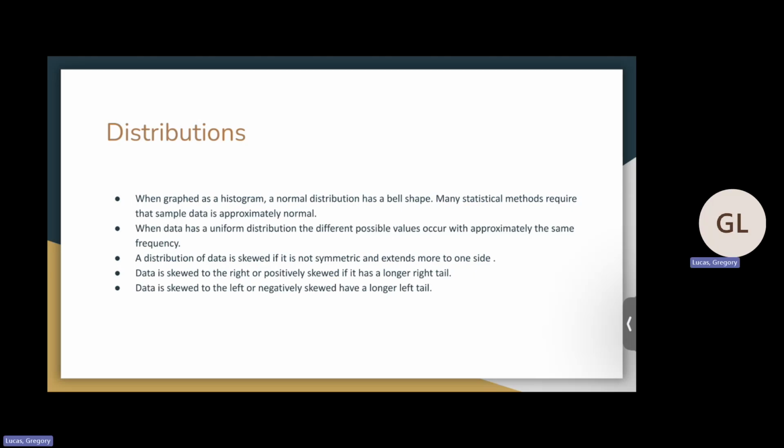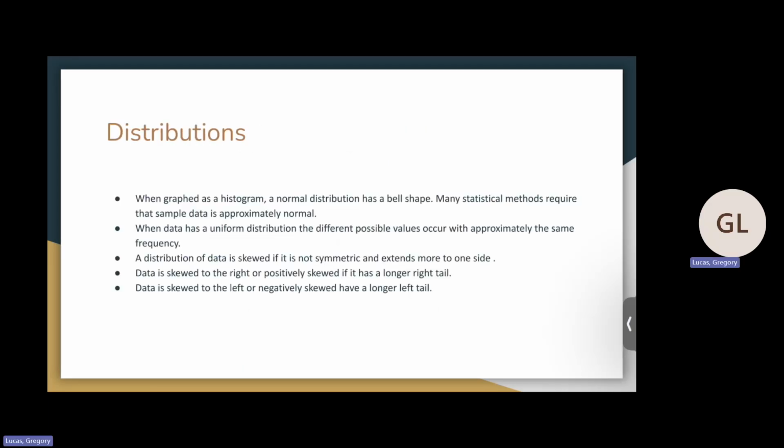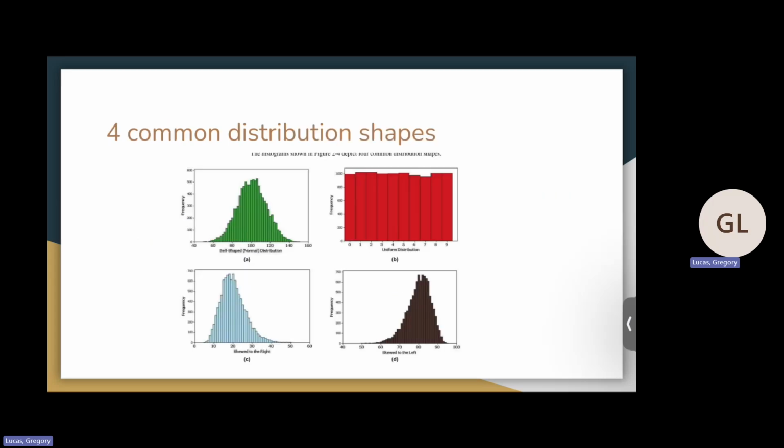So a distribution of data is called skewed if it's not symmetric. It's going to extend more to one side. So we say data is skewed to the right, or positively skewed, if it has a longer right tail. The tail is longer on the right. And then data is skewed to the left, or negatively skewed, if we have a longer left tail. So we can match them up here: longer right tail and then longer left tail, which means the bars are on the other side.